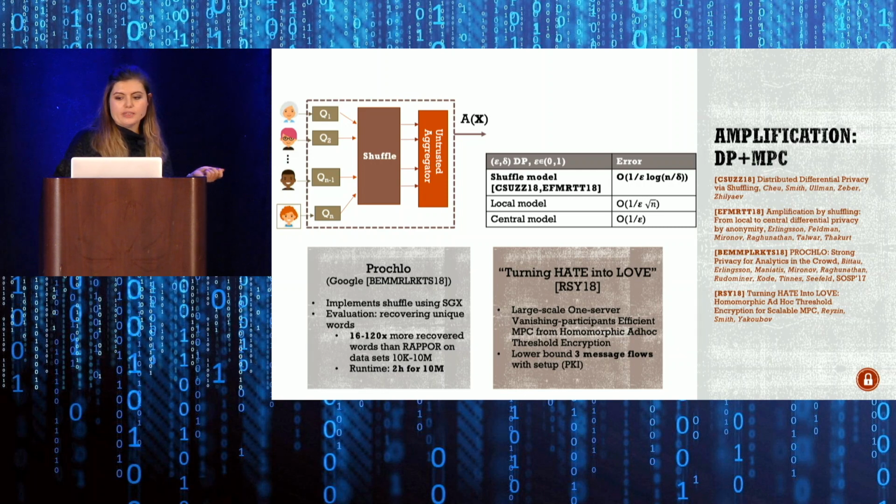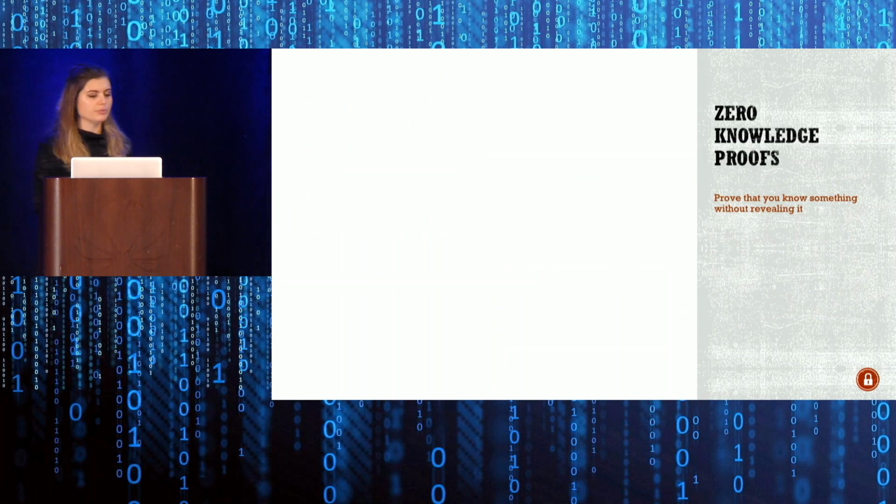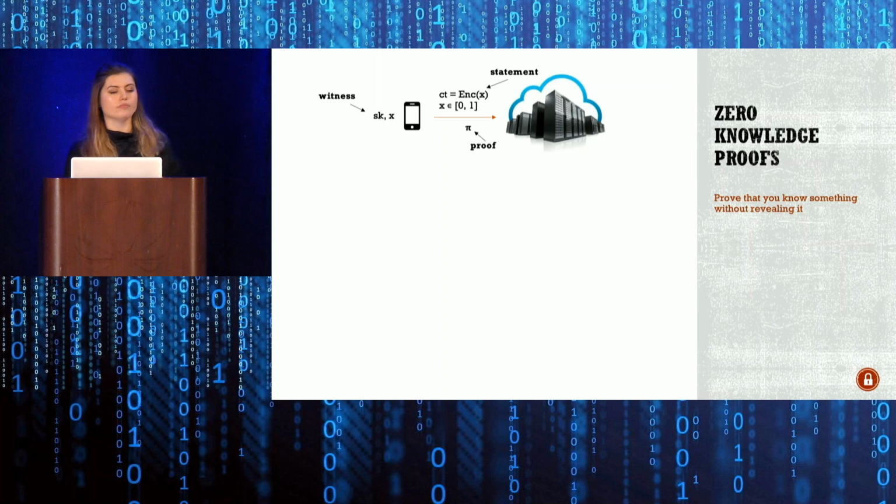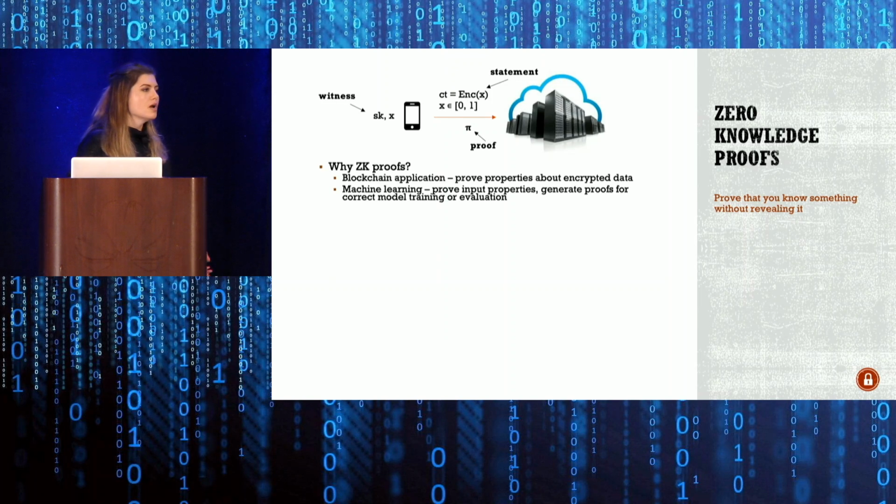Okay, so this also brings us to the last primitive that I want to tell you about in this talk, which is zero-knowledge proofs. And zero-knowledge proofs help us prove that we know some secret without revealing it. For example, if we have this small device and it wants to send an encryption of some input, but at the same time we want this device to be able to prove that this input is within a specified range. So why do we want to use zero-knowledge proofs? I assume all of you know their application in the context of blockchain, of proving properties about encrypted data, but this is by far not the only interesting application of zero knowledge.